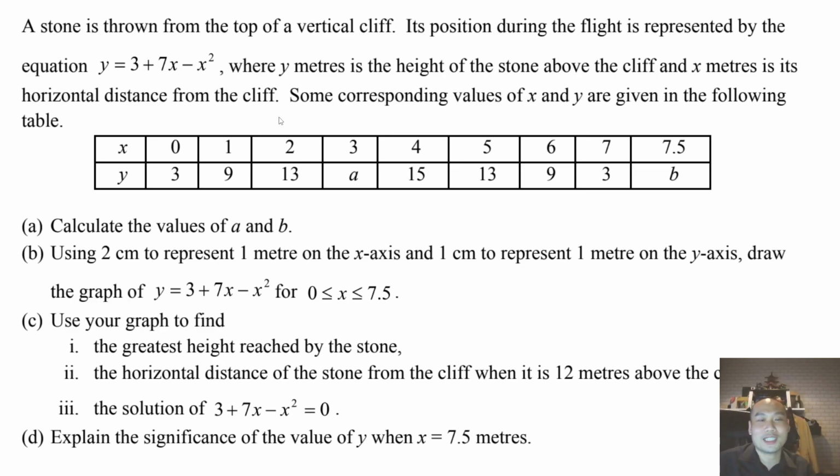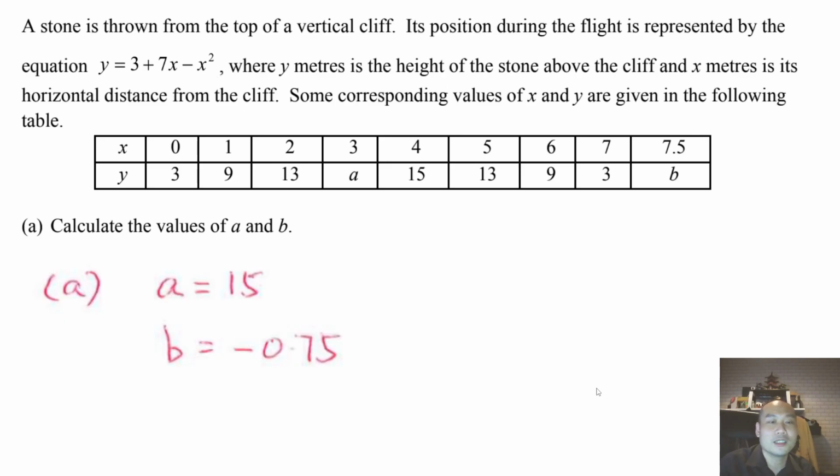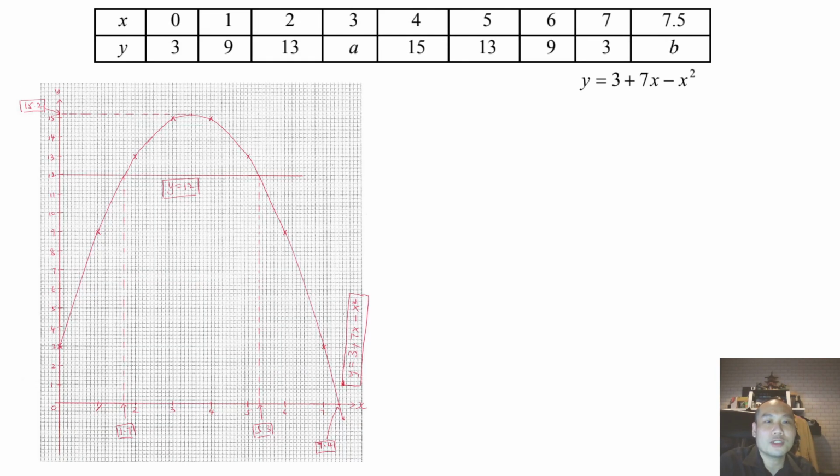So you do this, same thing. First thing we do, we want to look for the unknowns, a and b. Substitute the respective value of x into the function, and you should get the answer for a and b. So I work it out. My a is equal to 15. My b is equal to negative 0.75. Okay. So once we have that, let us move on.